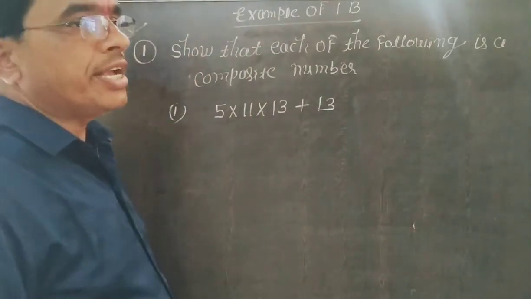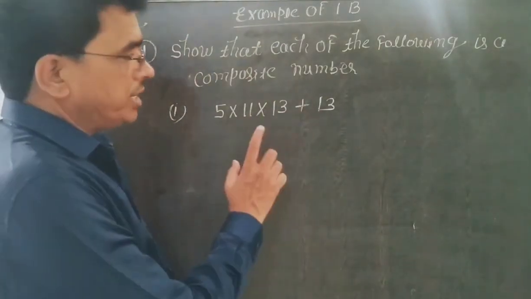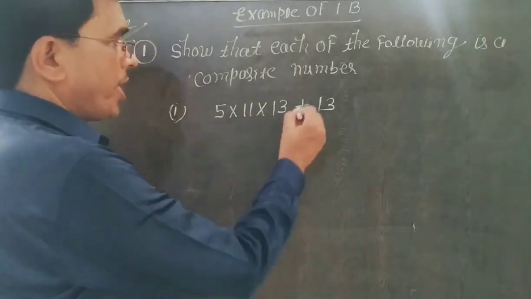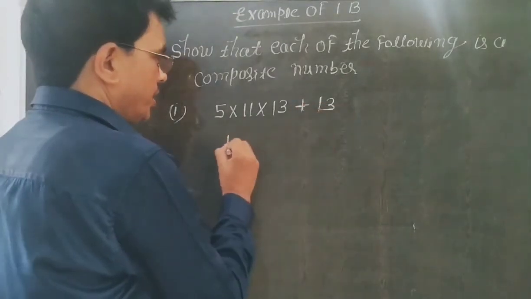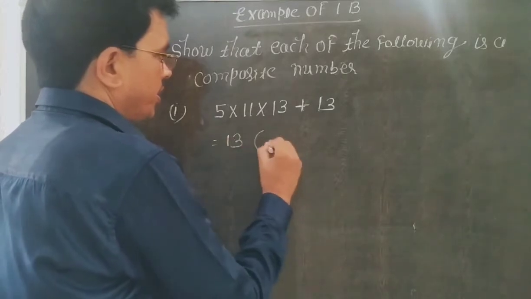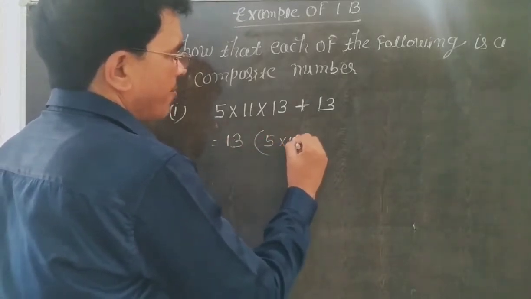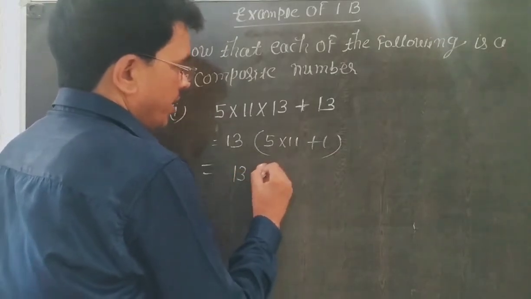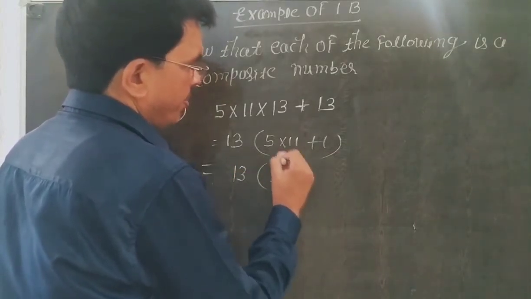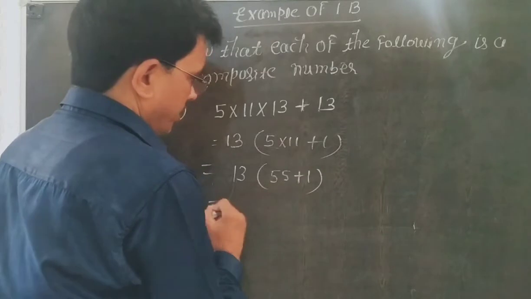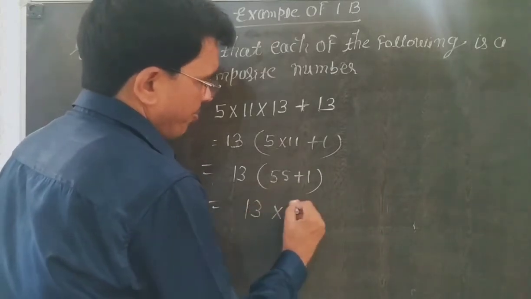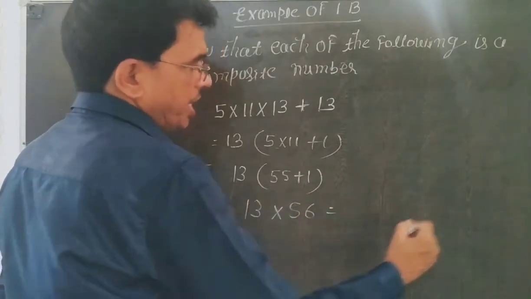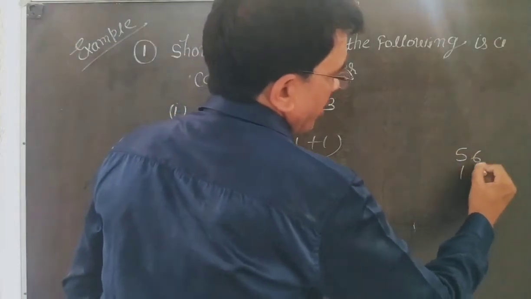Then it is clear, you have to prove it has more than 2 factors. So here is the plus sign. You take 13 as common. Then you write 5 into 11 plus 1. Now it is 13 times, here 55 plus 1, that is 13 into 56. And the product is 56 into 13.